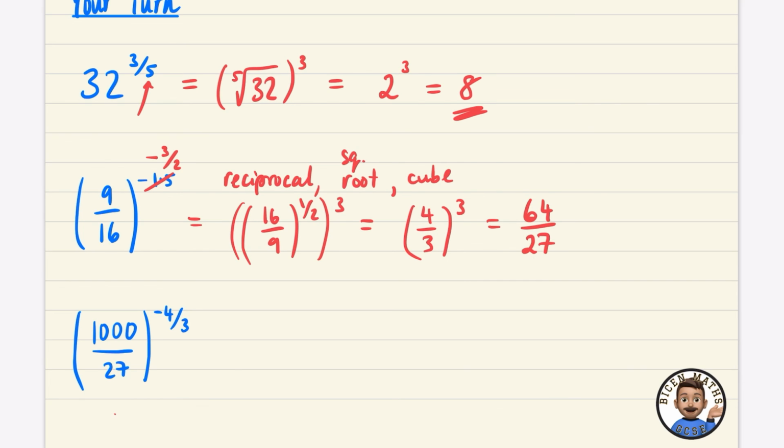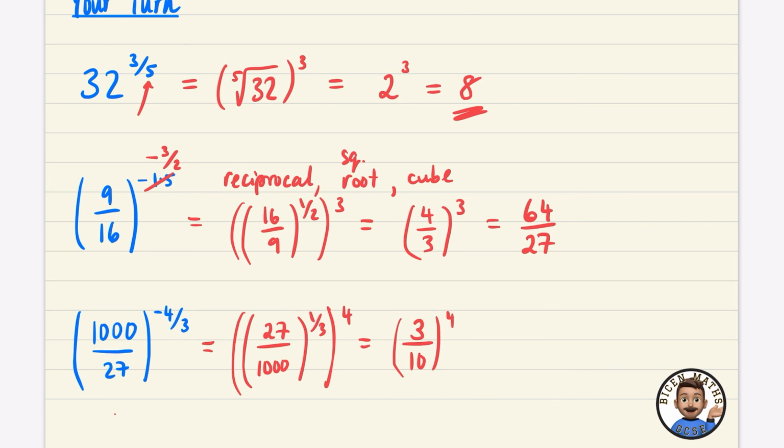So this one, I'm not going to write it all out, but it's going to be a reciprocal for the negative, so it's going to be 27 over 1000. Then it's going to be to the power of a third, which is the cube root, and then it's going to be to the power of 4. So the cube root of 27 is 3, and the cube root of 1000 is 10. So it's going to be 3 over 10 to the power of 4.